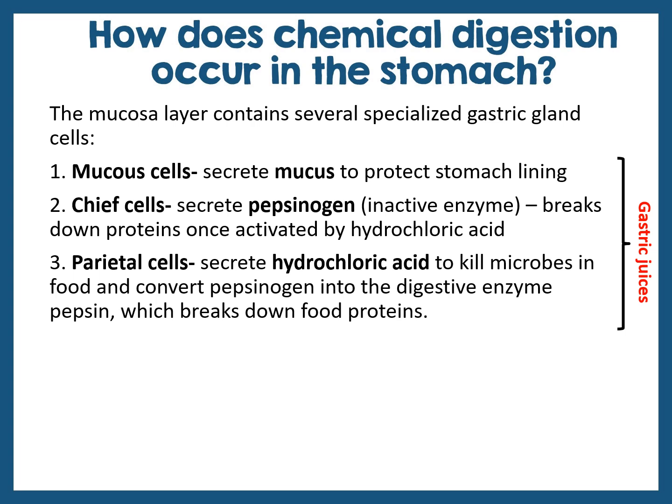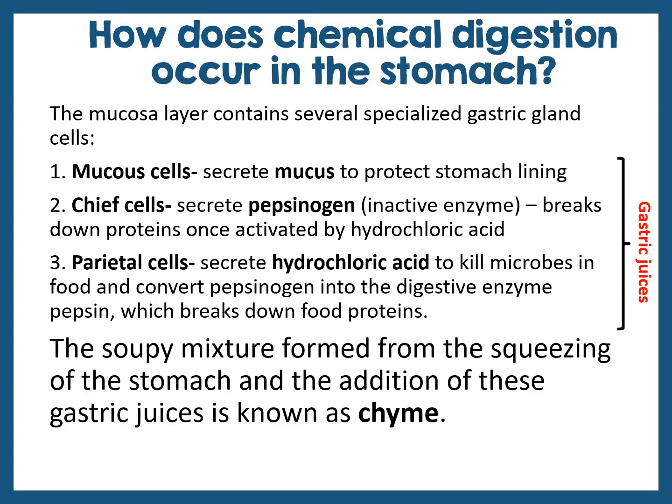And that pepsinogen is an enzyme that's inactive. And when it gets activated, it will break down proteins. What's going to activate it is hydrochloric acid. That hydrochloric acid is secreted by parietal cells. And that hydrochloric acid, being very, very acidic, is going to also kill any microbes in your food or that somehow get into your gastrointestinal tract. So now we have this soupy mixture that's called chyme, and a mixture of all of these substances is referred to as gastric juices.